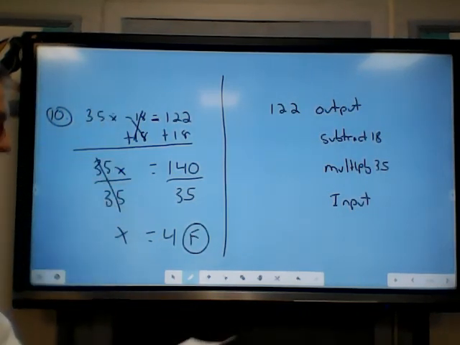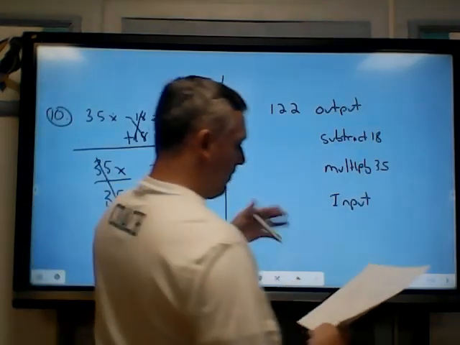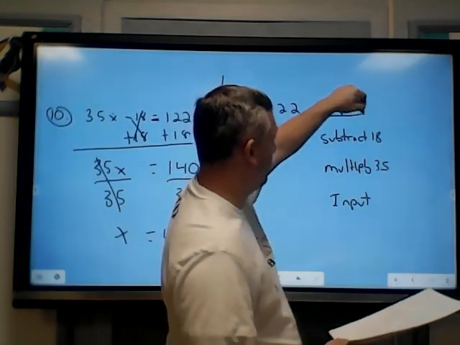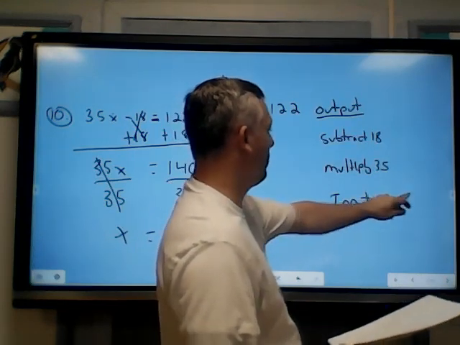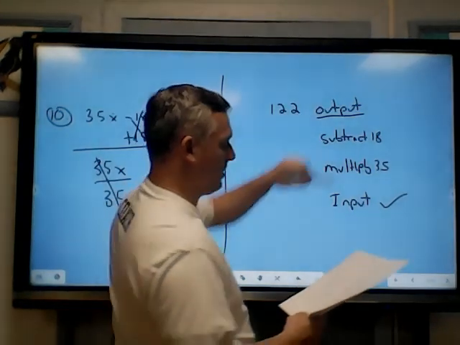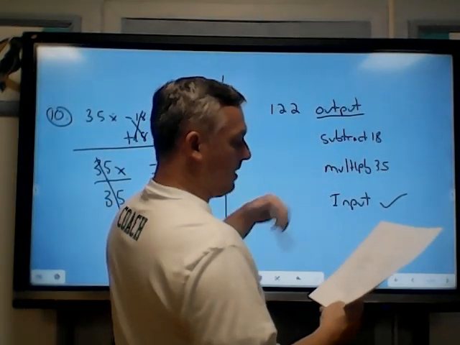If you don't like the equation method, you can work this backwards, in reverse order. So it tells you what the output is. You're given the answer. You're looking for what the beginning amount was, like, what did I start with? And I gave you the output. So if you want to work it this way, you can. You just got to do the reverse order.